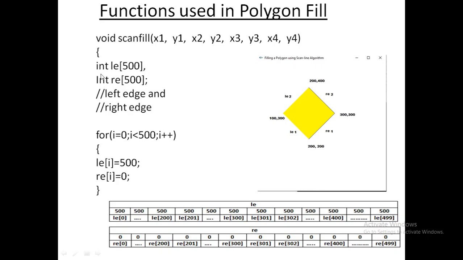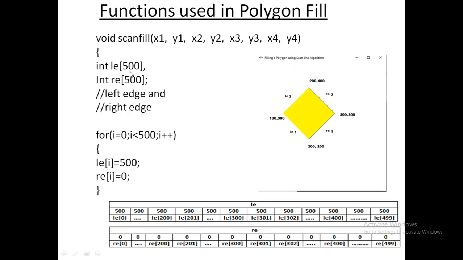The first 2 lines are initializing LE, that is the left edge array. You can see this polygon, and you can divide it into a left side and a right side, correct? The left side edges are declared as LE, and the right side edges are declared as RE. We are setting an array of size 500.